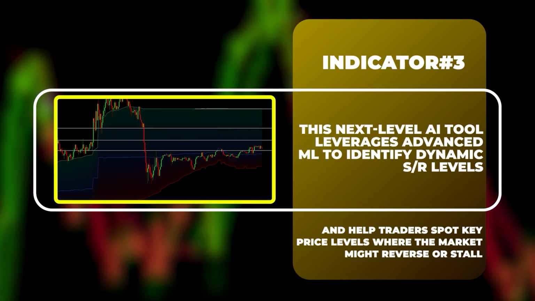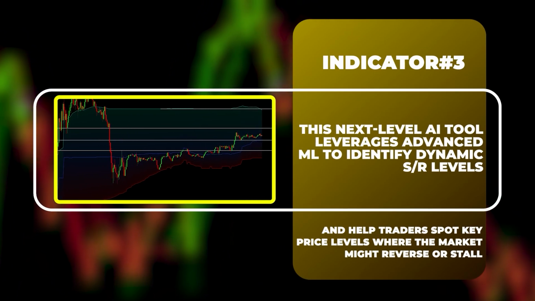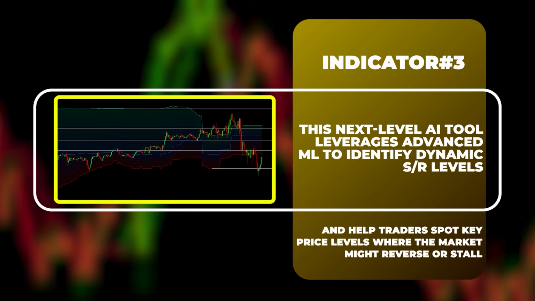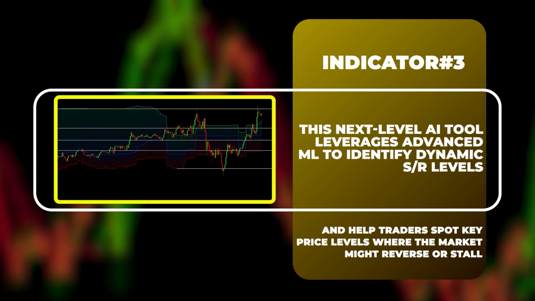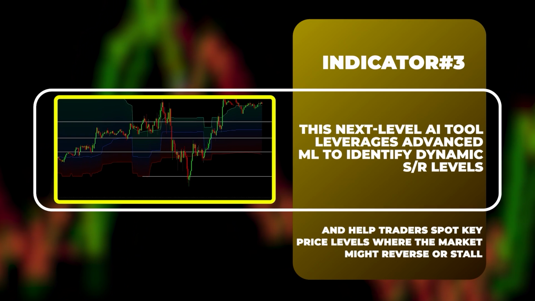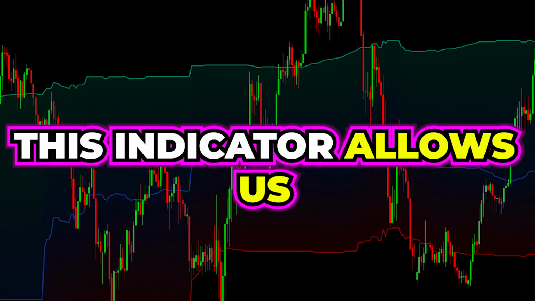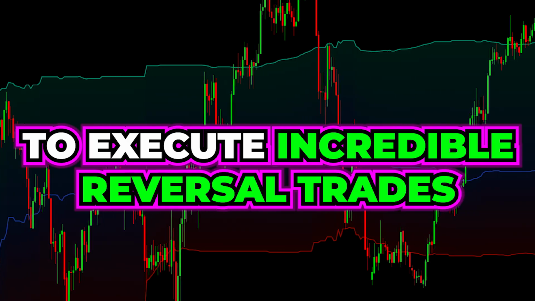The third AI indicator utilizes advanced machine learning techniques to detect dynamic support and resistance levels, helping traders identify crucial price points where the market may reverse or pause, thereby refining your trading strategy with accurate data-driven insights. This indicator allows us to execute incredible reversal trades.